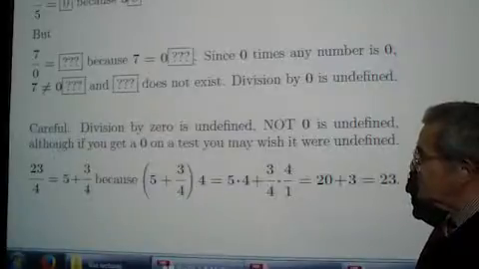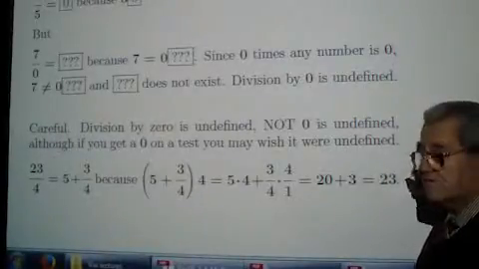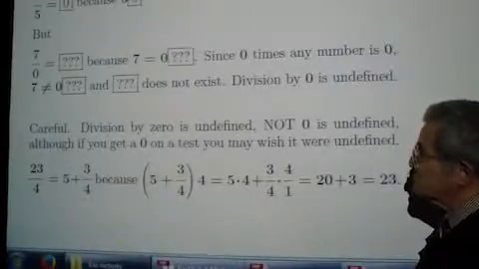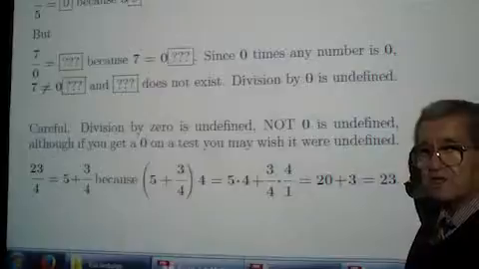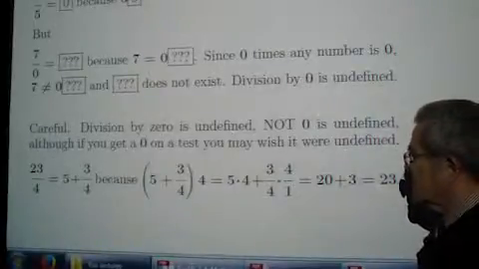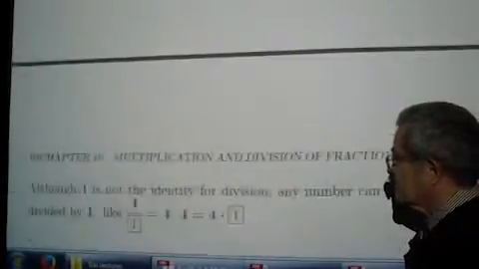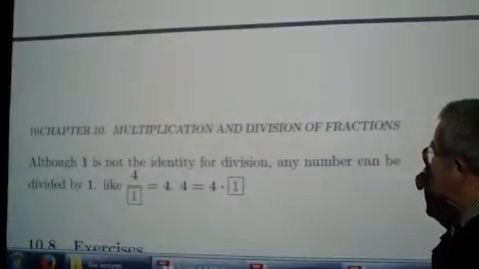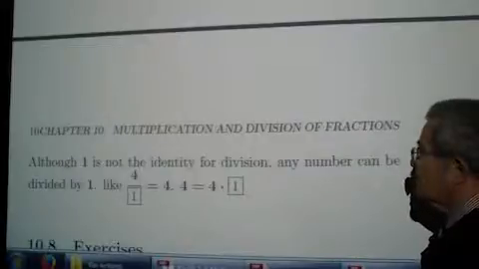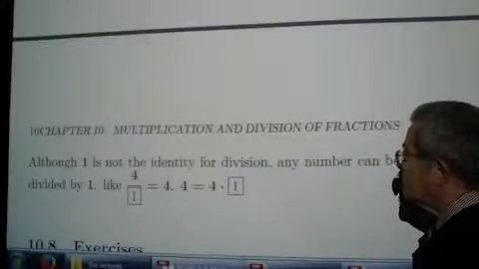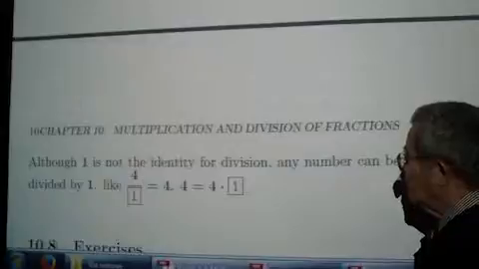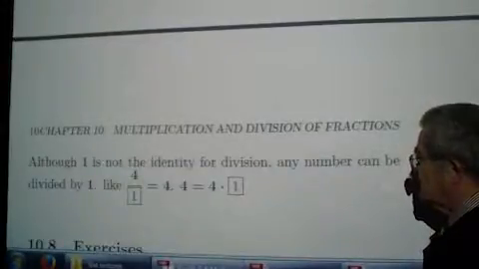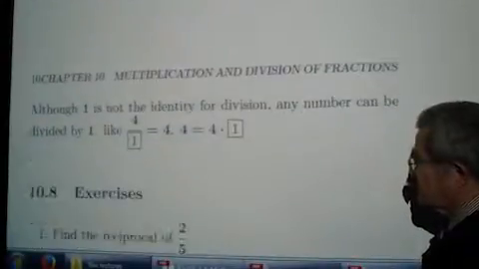Again, it would be helpful if you had the PDF in print. You could follow this, you could make some notes, rather than trying to copy whatever I tell you here. Although 1 is not the identity for division, any other number can be divided by 1, like 4 over 1 is 4. Any number over 1 is that number. That's what I'm trying to tell you, I think.